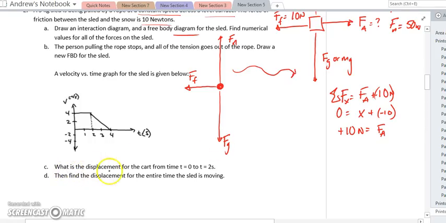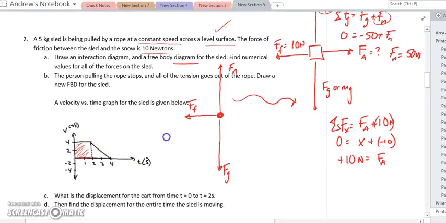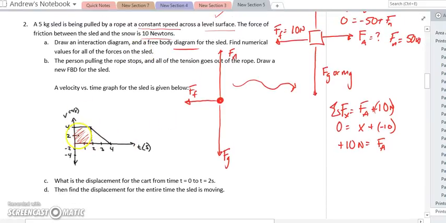And then it says here, what is the displacement of the cart from the time 0 to time 2 seconds? So for this, here's my graph here, we would just figure out the area of this. So we know from the problem that the velocity is 4 meters per second. It doesn't say that in the problem, but if we use F equals ma, we can figure that out. So I end up with an area of base times height, which for this is going to be 4 times 2 is 8.